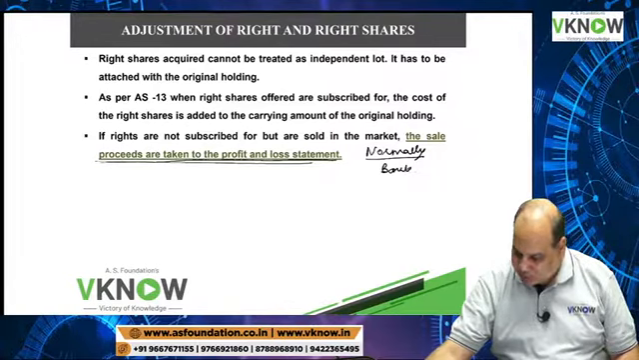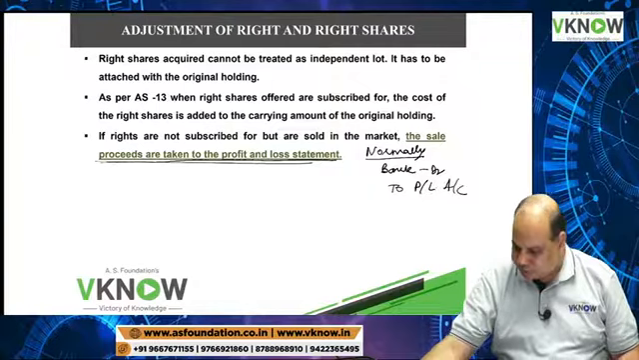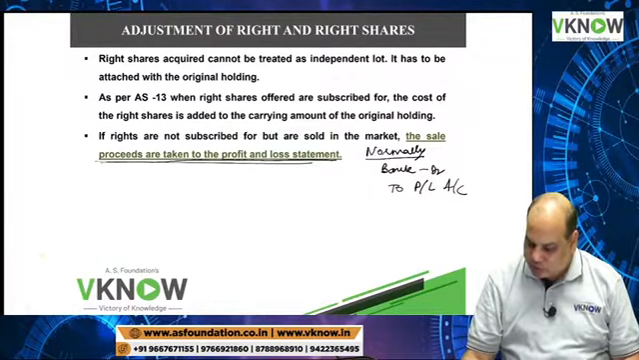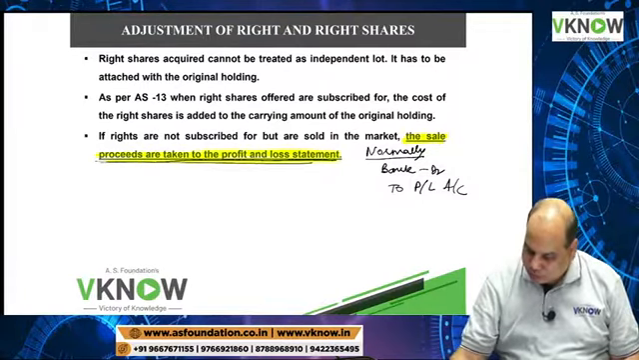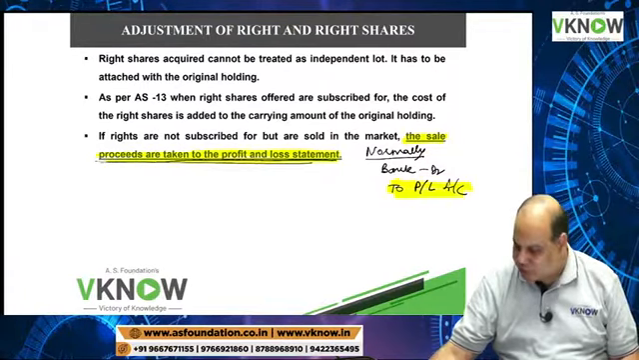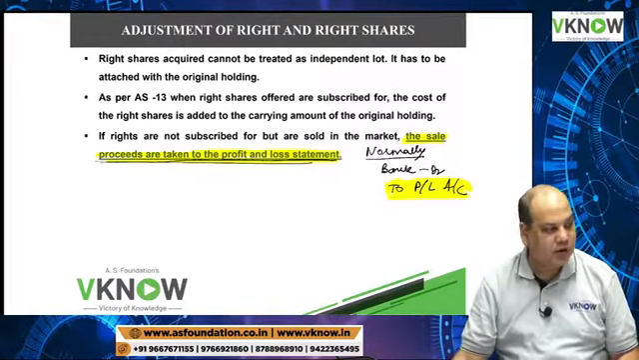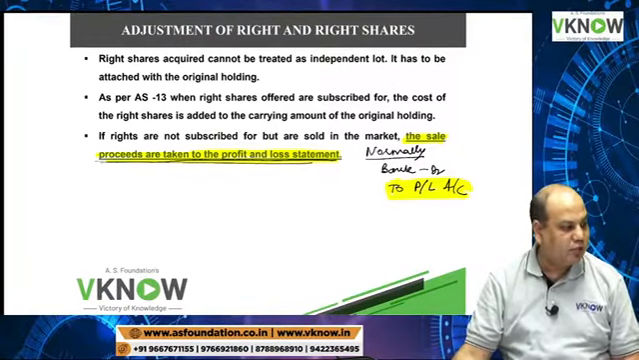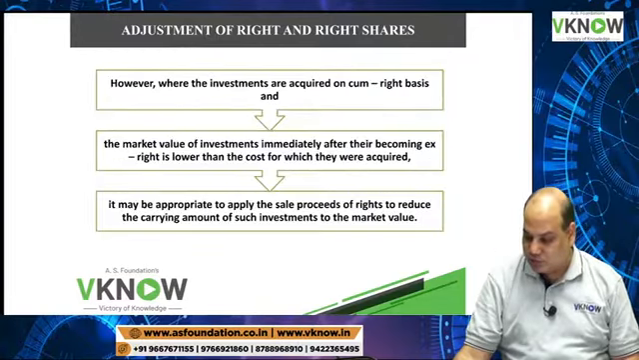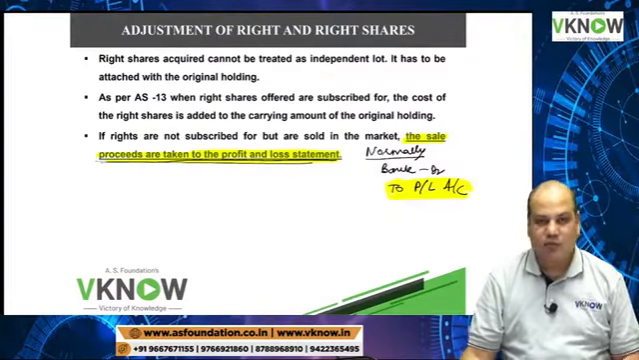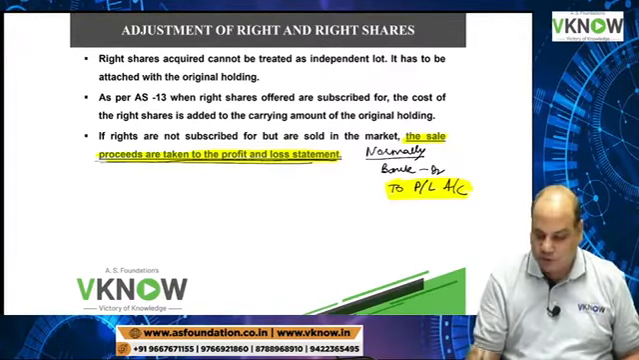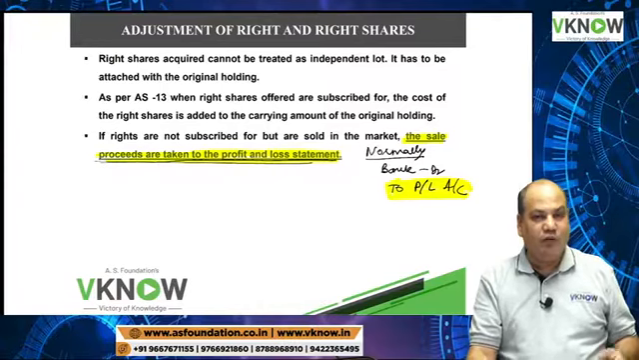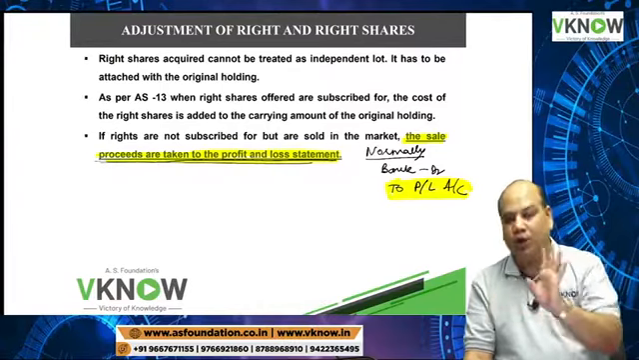Bank account debit to P&L account. Normally this entry is passed. Sale proceeds will be taken to P&L account. The amount received will be debited to bank and it is your income, so we will credit it to P&L account. However, there is one exception. Exception means when it will not be taken to P&L account.